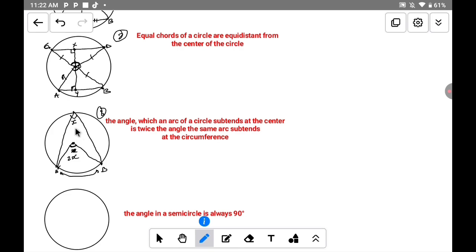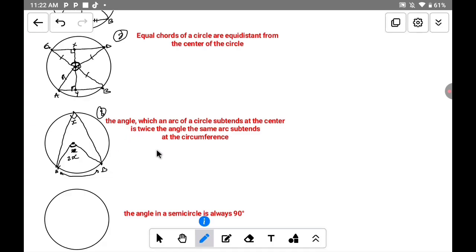If I try to find the angle at this circumference here, it will be half of the angle at this center. And if the angle at the circumference is given and I try to find the angle at the center, the angle at the center will be twice the angle formed at the circumference.